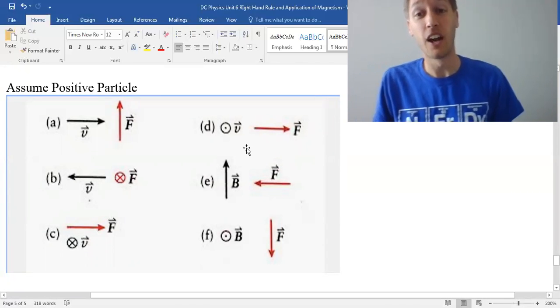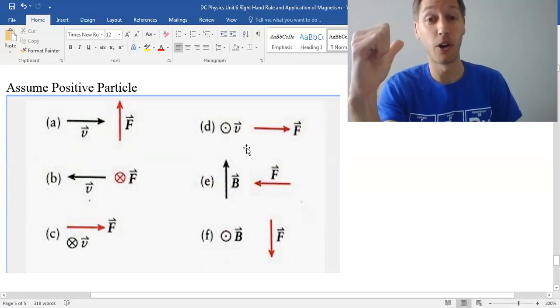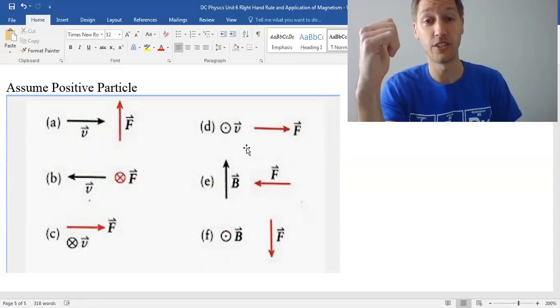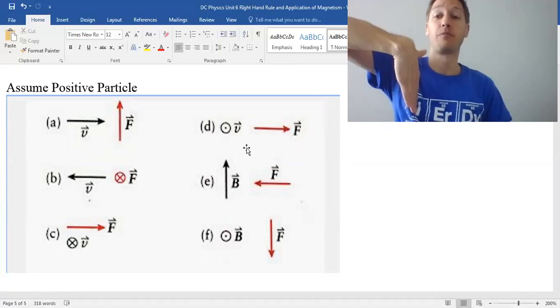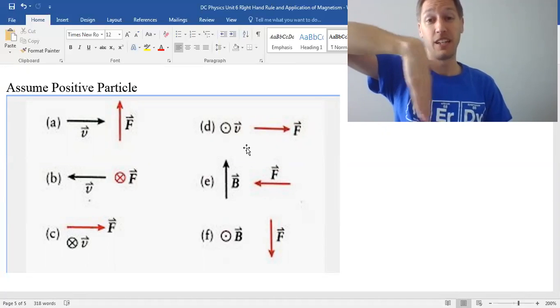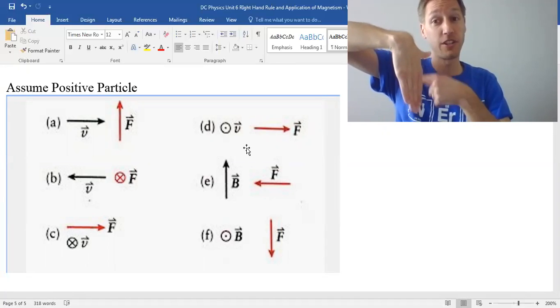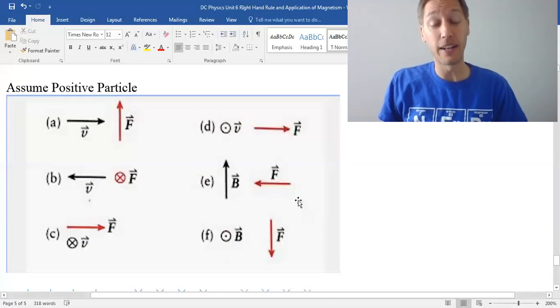All right, this one, our velocity is towards us. So coming towards me, I have the particle's velocity. The force it's feeling is to the right. Okay, how am I going to do this? There we go. Which way is the field pointing? It's pointing down, because the particle's moving towards me. The field's pointing this way, where my palm's facing. Field's pointing straight down.